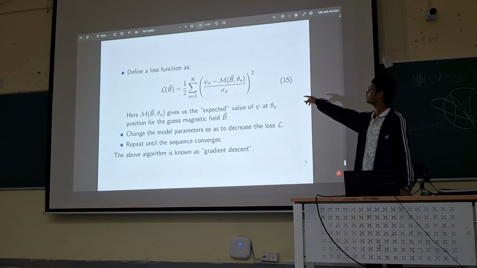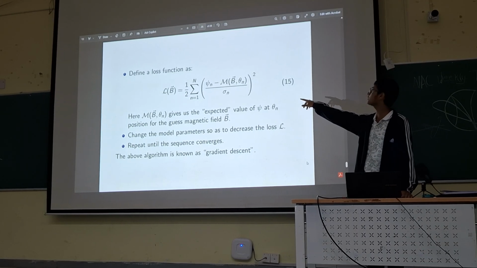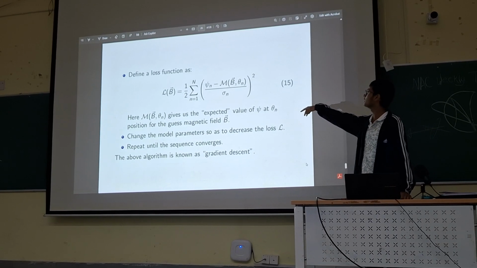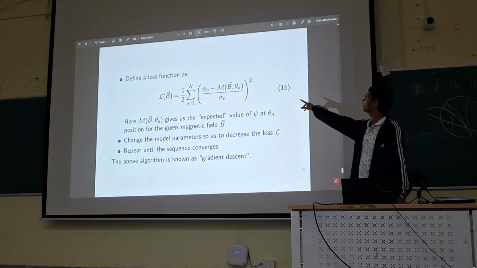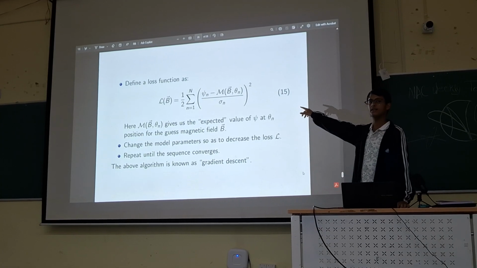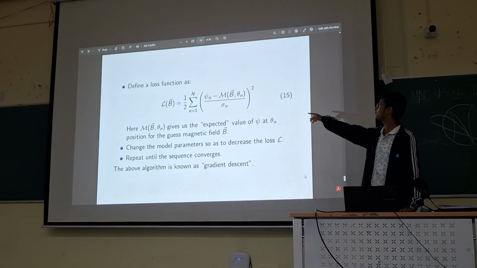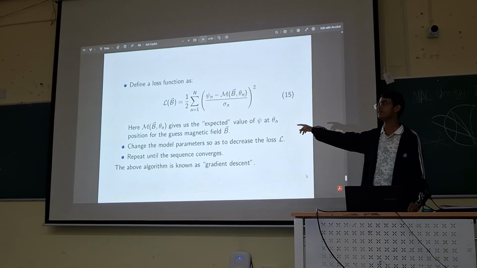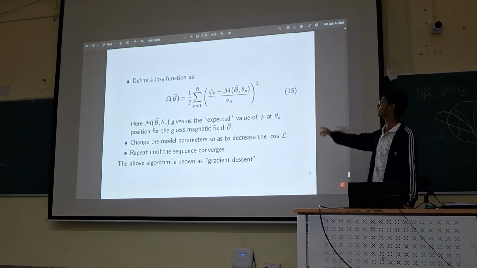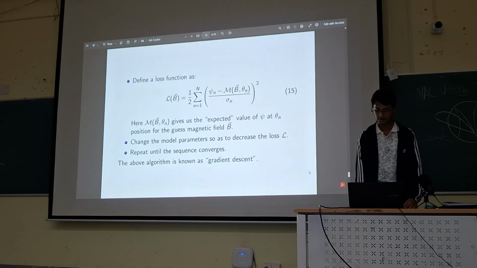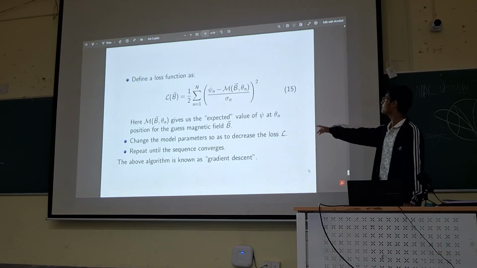It is equal to this particular expression. Let's say your data has capital N data points. We take the summation of this expression, where psi n is the observed polarization angle, the actual polarization angle. Sigma n is the error in that polarization angle, and this function m is the expected value of the polarization angle that we obtain using this equation for n.